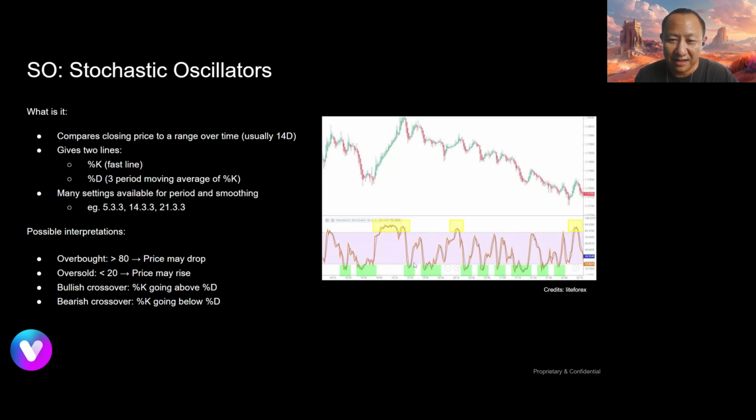Okay. And if you want one level deeper, you can look at the lines themselves. So if you see the K line going over the D line, that is a bullish signal. You can see here, a cross is a bullish signal. If the K line is going below the D line, that is a bearish signal.